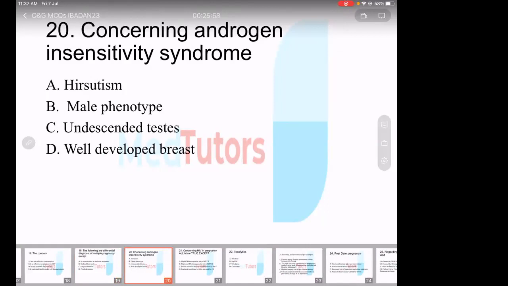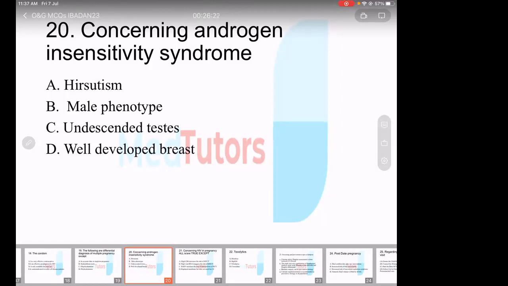The pregnancy in oligohydramnios will be smaller than the gestational age, the fundal height. Question 20, concerning androgen insensitivity syndrome. A, there will be hirsutism. B, there will be male phenotype. C, undescended testes. D, there will be well-developed breast. So you are supposed to look for either the correct one or the wrong option here.